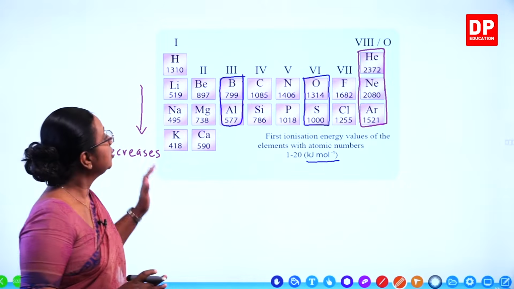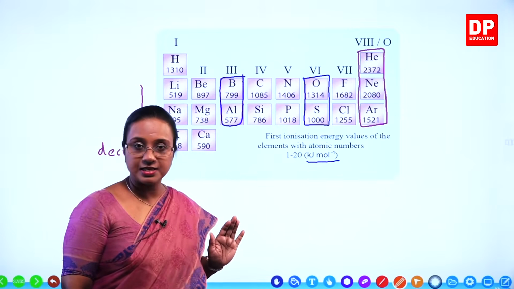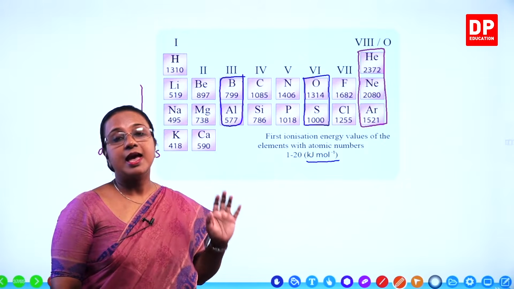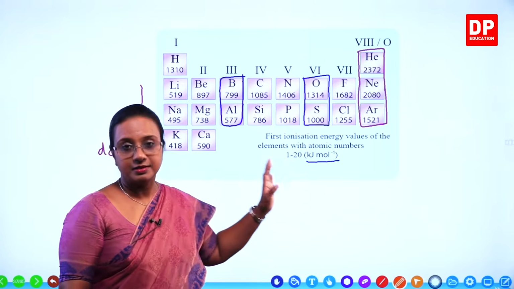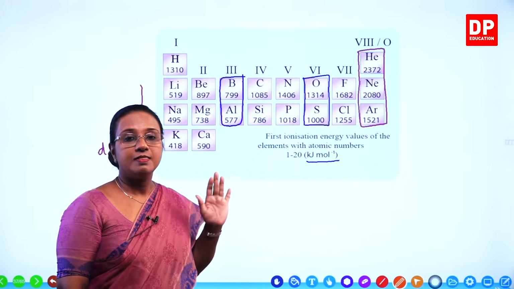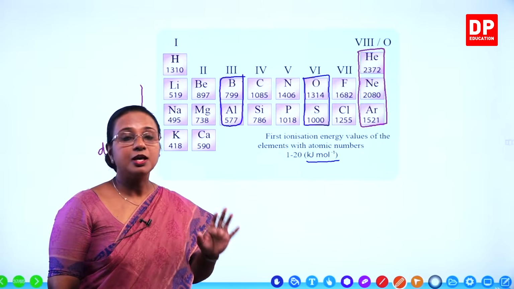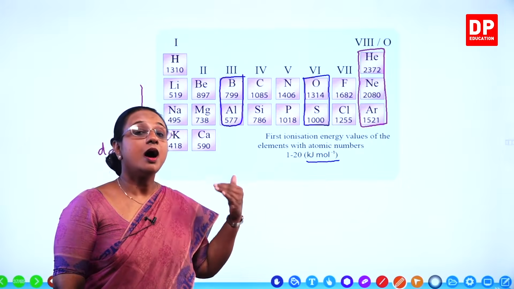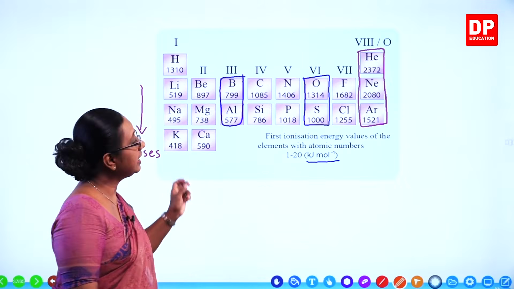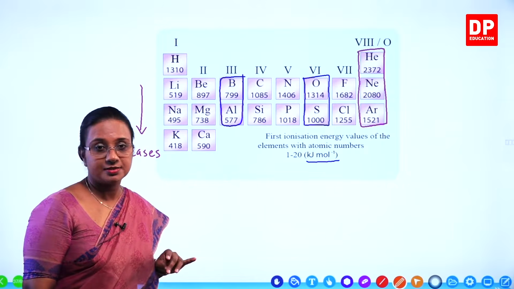Remember students, you don't have to memorize the values of first ionization energies, but you have to understand and remember the pattern. No need to memorize the values. That will be given to you for your exams. But you have to remember how the pattern varies. Now we will see how and why this change happens.